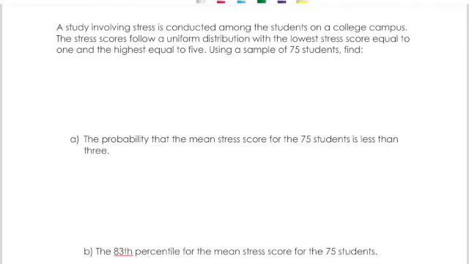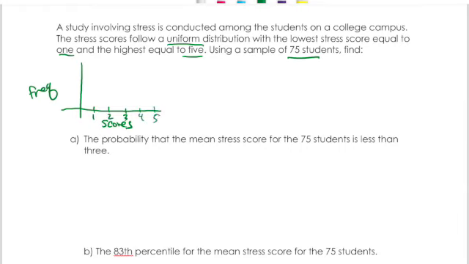A study involving stress is conducted amongst the students on a college campus. The stress scores follow a uniform distribution with the lowest score equal to 1 and the highest equal to 5. So here are the key words here. And we have a sample of 75 students. Our graph is going to look like this. Frequency, of course, is always on the vertical axis, and scores are on the horizontal.